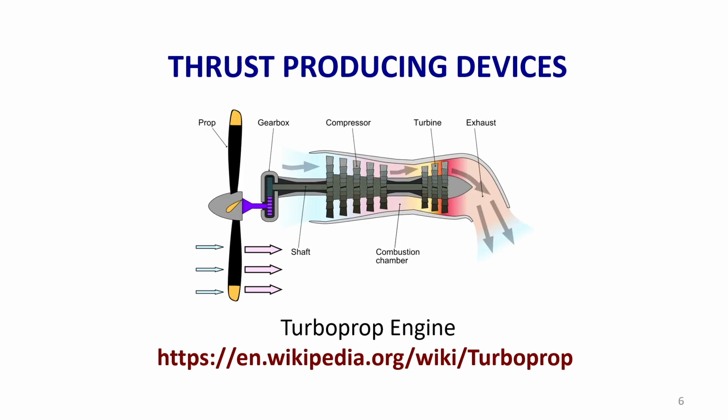And the second one is the turboprop engine. The difference between a turboprop and a turbojet is that in a turbojet, the power produced is used to drive the compressor only, and we don't have a propeller, which is shown in this one. Here, the power produced by the turbine is used to drive the compressor as well as the propeller. So that is the difference.